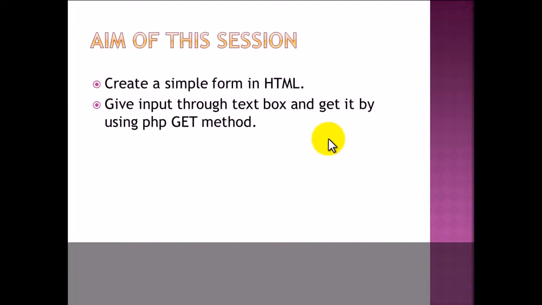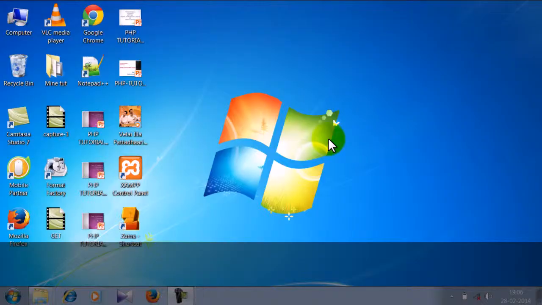The aim of this session: first, we need to create an HTML form. It is used to transfer and send a given input. We give inputs through text boxes and get them by using the PHP get method. By using the PHP get method, we can show the given input. I will explain it in a program when I execute the program in the web page.